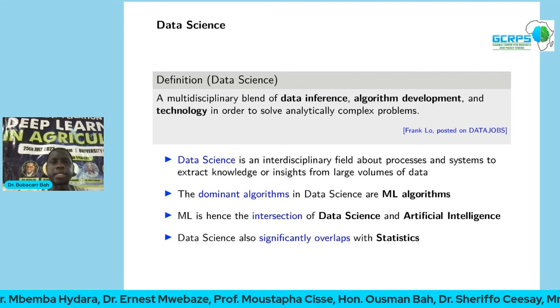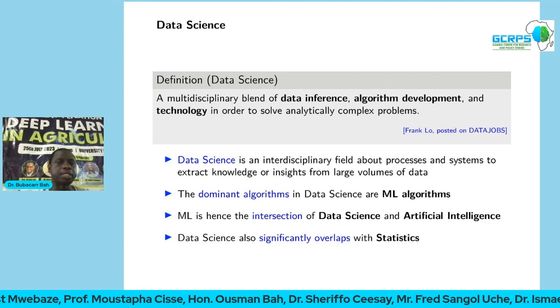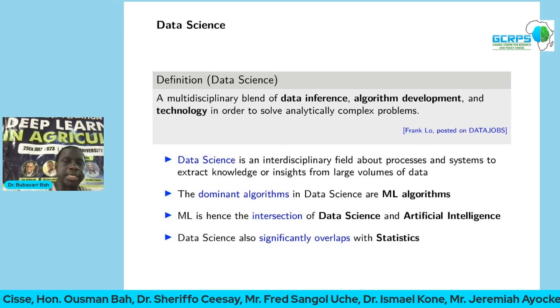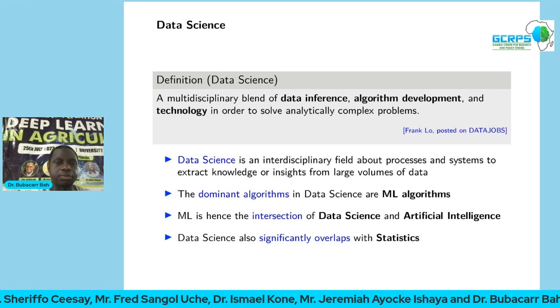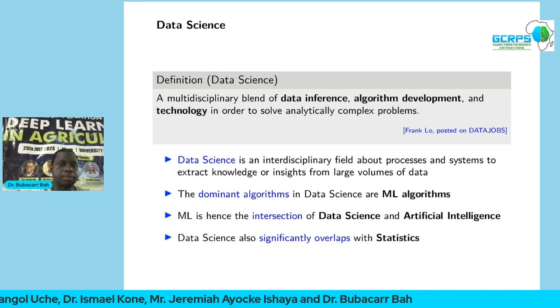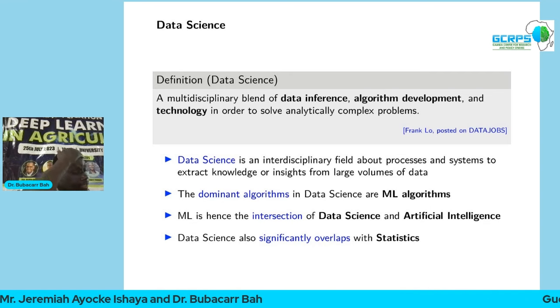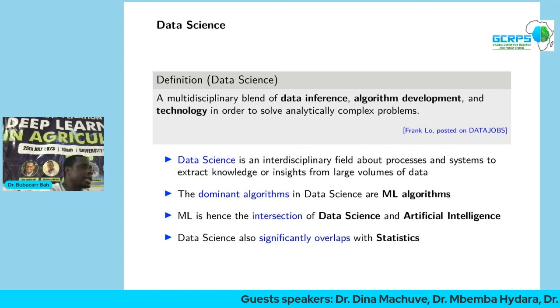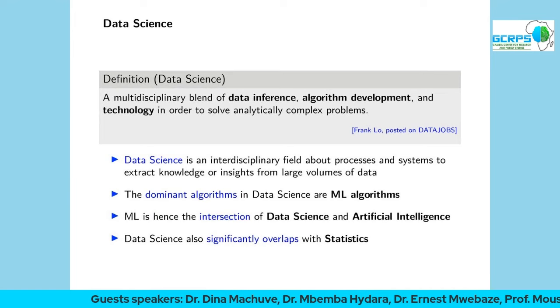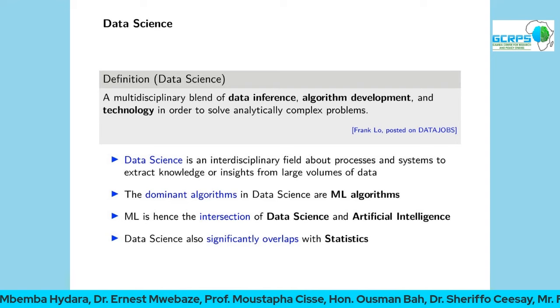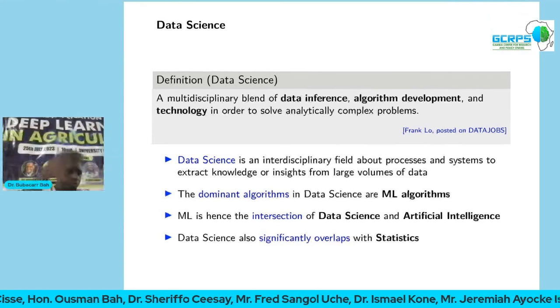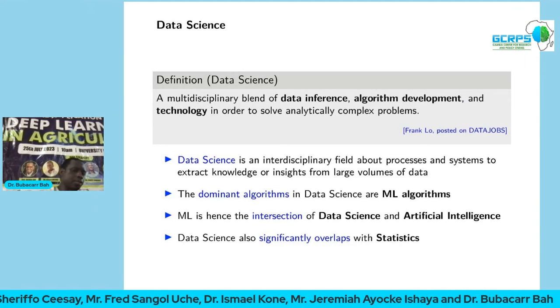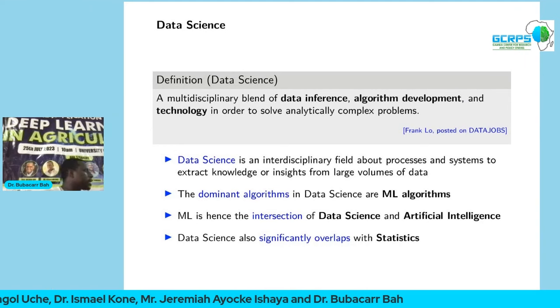You could also think of data science as an interdisciplinary field about processes and systems to extract knowledge and insights from large data sets or from large volumes of data, okay? The algorithms that we develop in data science are mostly machine learning algorithms. I hinted earlier, you have artificial intelligence, and one core aspect of artificial intelligence is machine learning, right? If you split artificial intelligence in terms of algorithms, you have the machine learning algorithms and you have the expert systems, right? But currently, when we think about data science, the core algorithms are these machine learning algorithms.